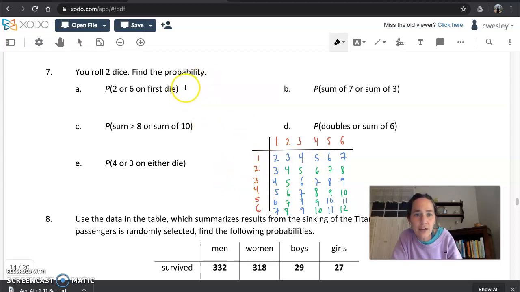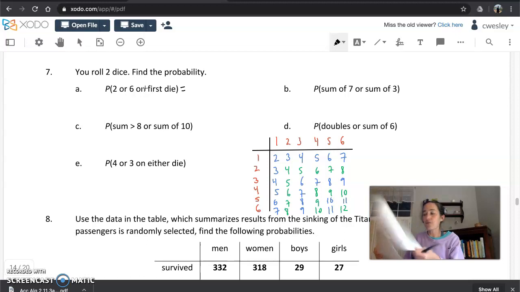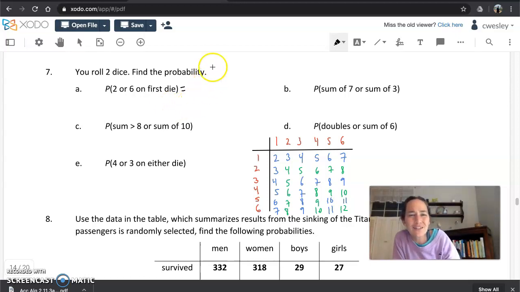Once you have the table down, this should be pretty quick, right? Think of your total outcomes, your 36 outcomes. That's a good denominator. It says, what's the probability you get a 2 or a 6, where "or" means add, on the first die? Well, the first die, we don't really need the table for, right? Because you're just thinking of rolling 1 die instead of 2. So it's kind of starting easily for us.